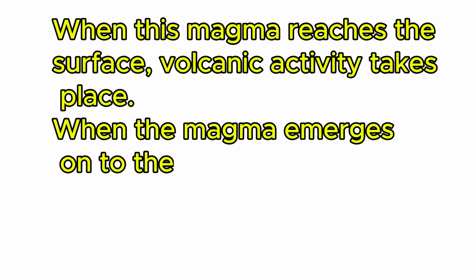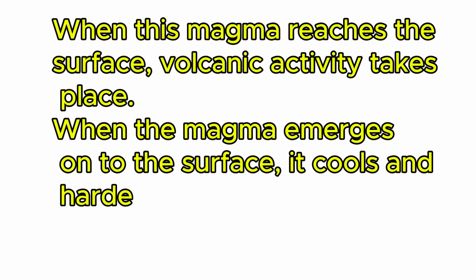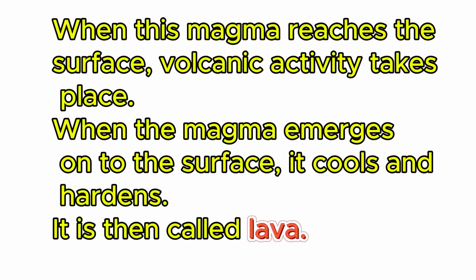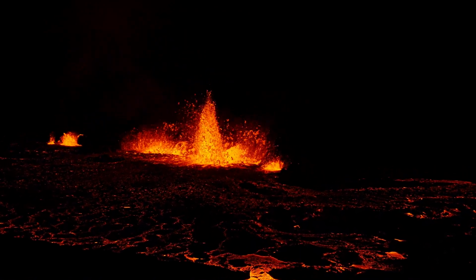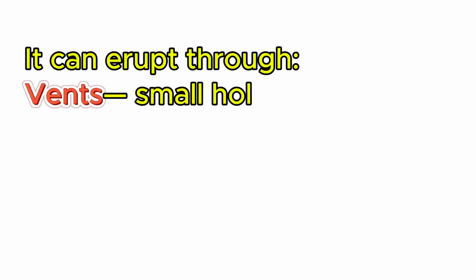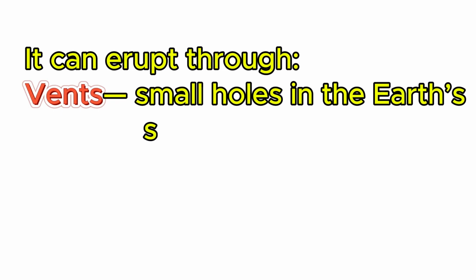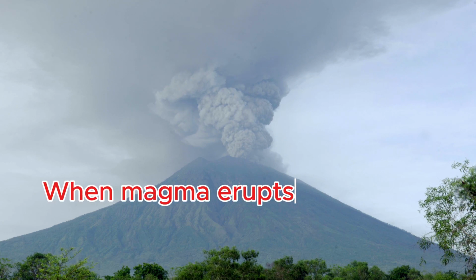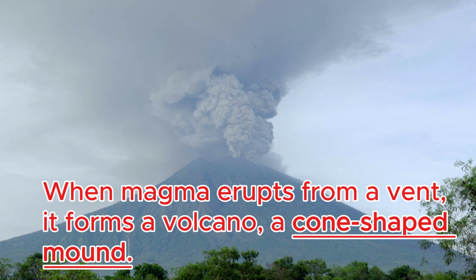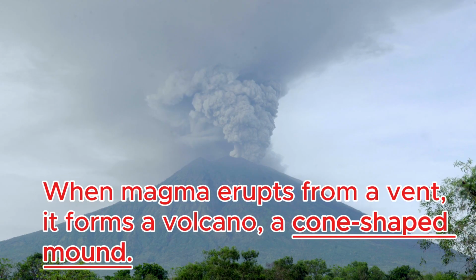When magma emerges onto the surface, it cools and hardens. It is then called lava. So, where does this magma come out? It can erupt through vents, small holes in the Earth's surface, or through fissures, which are long cracks. When magma erupts from a vent, it forms a volcano, a cone-shaped mound.